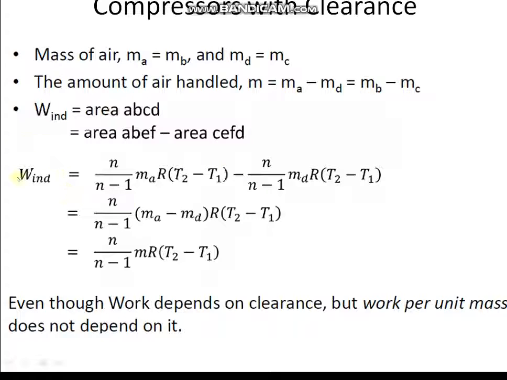So the indicated work required for this compressor is equal to n upon n minus 1 Ma R (T2 minus T1) minus, for the area CEFD, n by n minus 1 Md R (T2 minus T1). This is equal to n by n minus 1 in bracket (Ma minus Md) R (T2 minus T1), equal to n by n minus 1 MR (T2 minus T1). Here M is the amount of air handled. So even though work depends on clearance, work per unit mass does not depend on it.